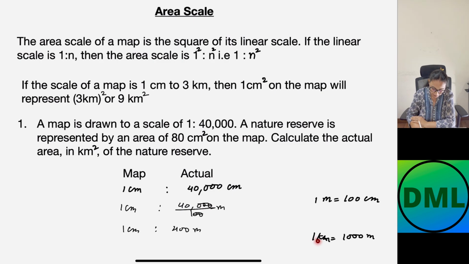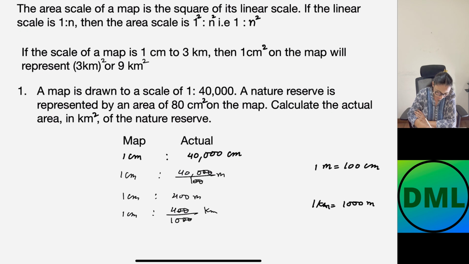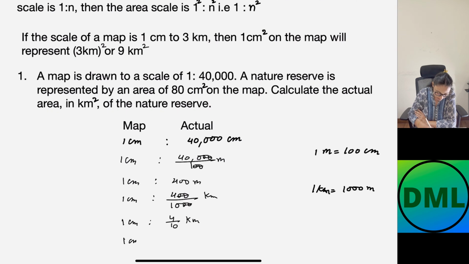We know that 1 kilometer is equal to 1000 meter. I am going from smaller unit to bigger unit. That means I need to divide it by 1000. Let's divide it here. 1 centimeter is to 400 divided by 1000 kilometer. 2 zeros will get cancelled from here. Your answer is 1 centimeter is to 4 over 10 kilometer. This will be written as 1 centimeter is to 0.4 kilometer.